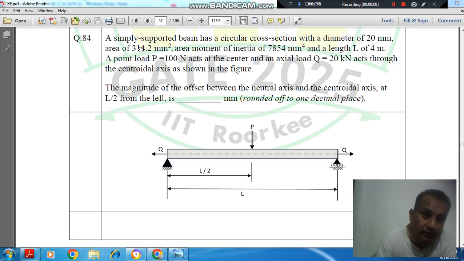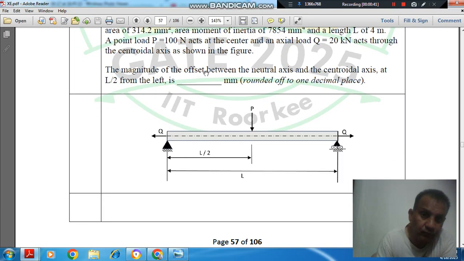Question number 84: A simply supported beam has a circular cross section with a diameter of 20 mm, area of 314.2 mm², area moment of inertia 7854 mm⁴, and a length L of 4 meters. A point load P equal to 100 Newton acts at the center and an axial load Q equal to 20 kilonewton acts through the centroidal axis as shown in the figure.